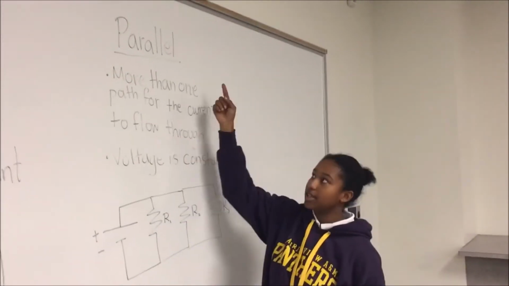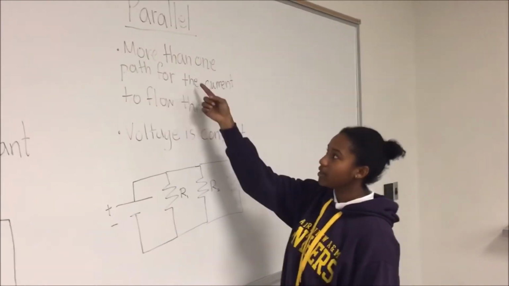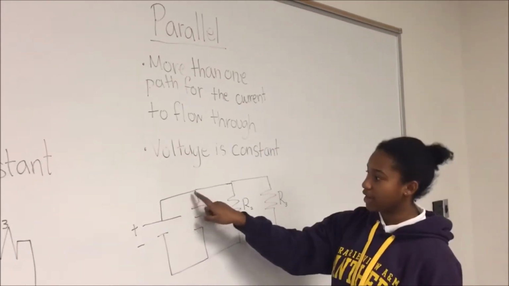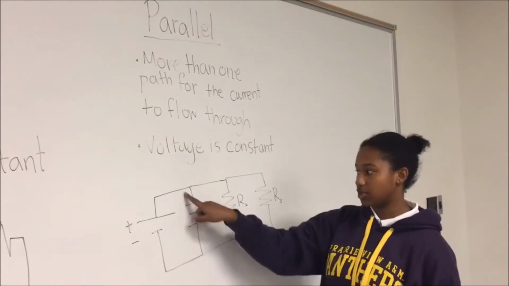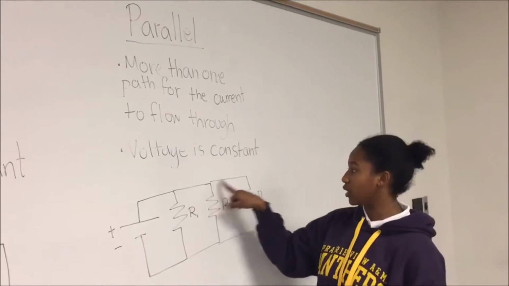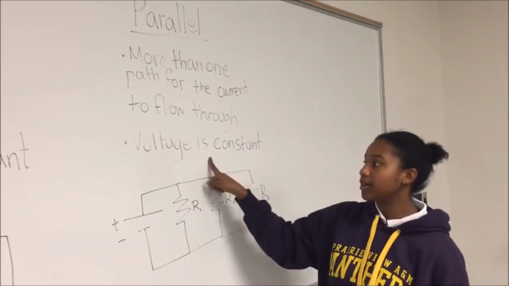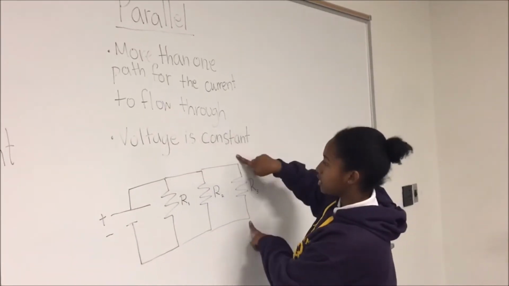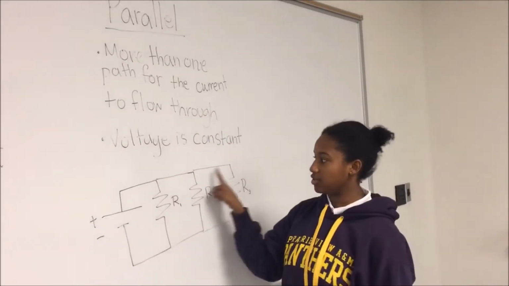The last one is a parallel circuit. In a parallel circuit, there is more than one path for the current to flow. It goes from the battery, and here it has a choice to either go to this resistor or continue on to the next one. And when it comes to here, it can either go to this resistor or continue on to the next one. In a parallel circuit, voltage is constant here, and here, and here, but current changes as you go through.